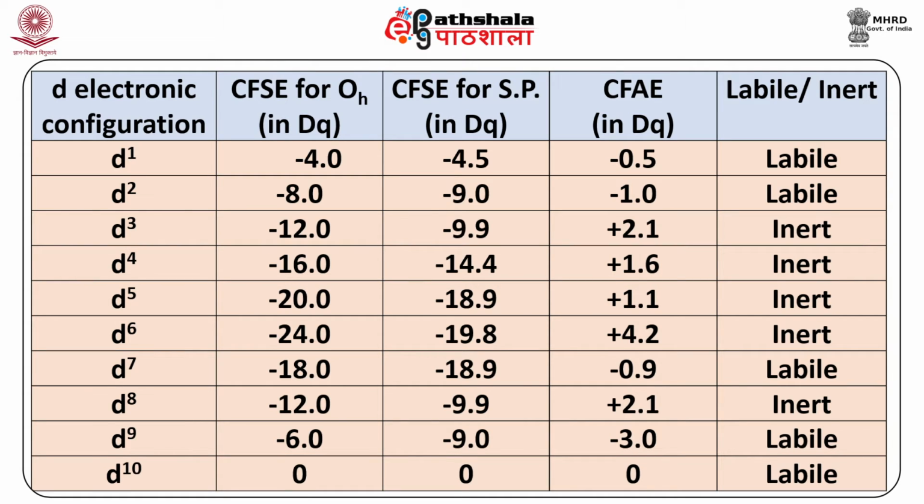Similarly, you can find D5 and D6 geometry in low spin case would form an inert complex for dissociative mechanism. In case of D7, the value will again become negative and the molecule will be labile for the dissociative substitution reaction. In D8 case, for both high spin and low spin cases, you can find the value of crystal field activation energy is equal to plus 2.1 dq, means it would be inert for a dissociative mechanism.